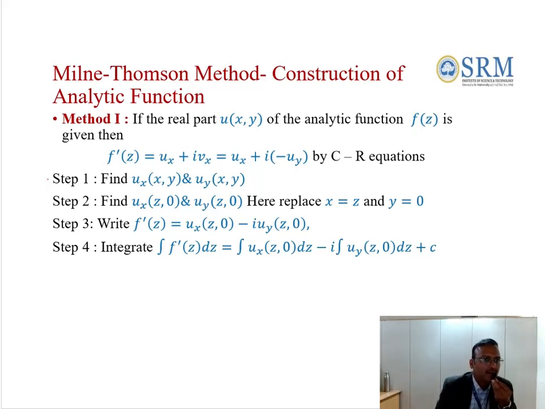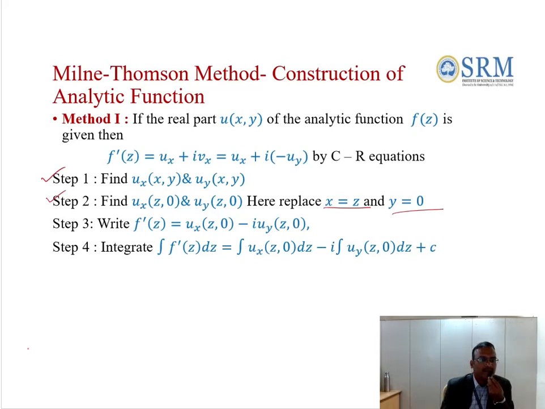So step number 1, you compute ∂u/∂x and ∂u/∂y. Then step number 2, replace in ux and uy, wherever x is there, you just replace x by z and y by 0. Therefore, ux is going to be a function of z, and similarly uy is also a function of z. That is step number 2.